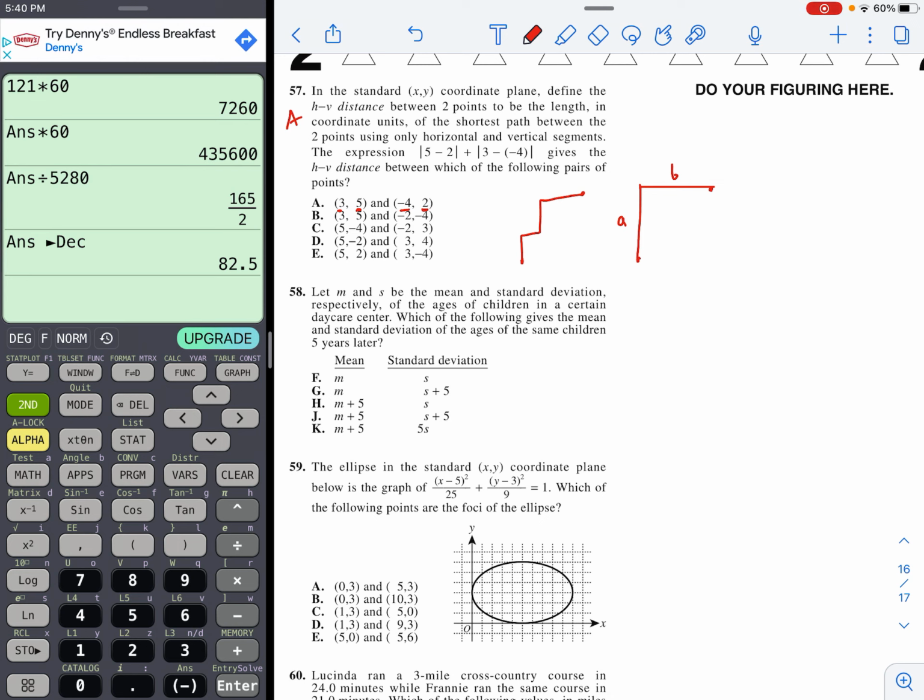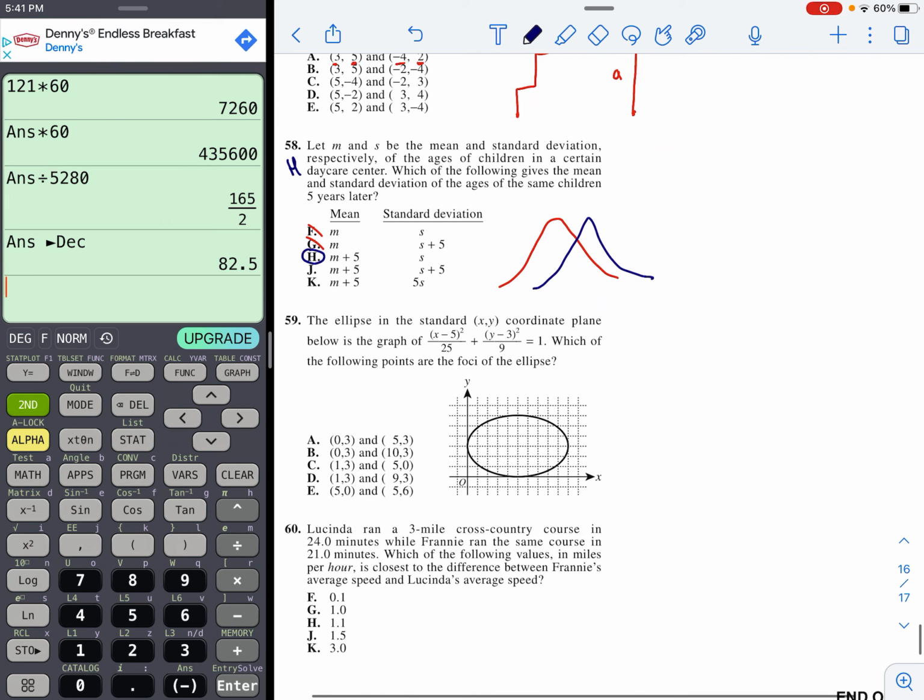58, let x and s be the mean and standard deviation respectively of the ages of children in a certain daycare center. Which gives the mean and standard deviation of the ages of the same children 5 years later? Well, the average will definitely go up by 5, and so what you had to know here was that if I take a distribution of ages and I shift everyone right 5 years, the distribution standard deviation doesn't change. All I've done is shift the distribution over. The standard deviation is exactly the same. Answer choice H.